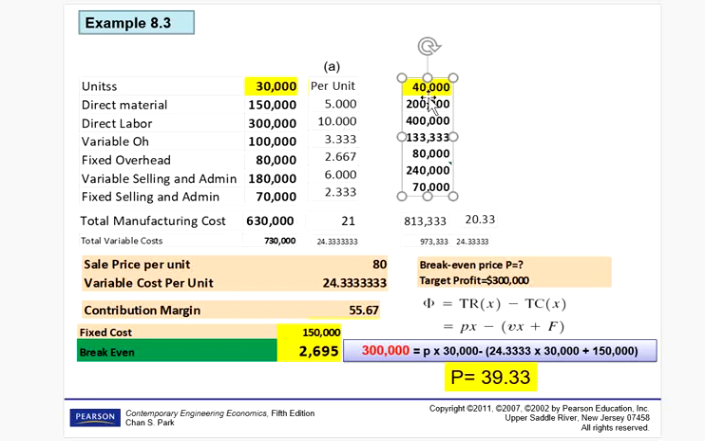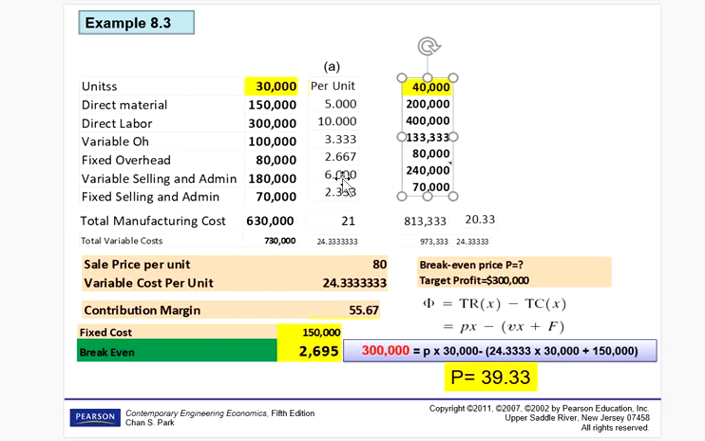Variable overhead 40,000 times 3.33. But fixed overhead you don't have to multiply with this one, remember, because fixed cost does not change. 80,000 whether you produce 30,000 or you produce 40,000 units, so fixed cost remains the same. So don't make a mistake here, very important. Fixed cost remains the same regardless of the number of units, right? So 80 and 80 is the same.